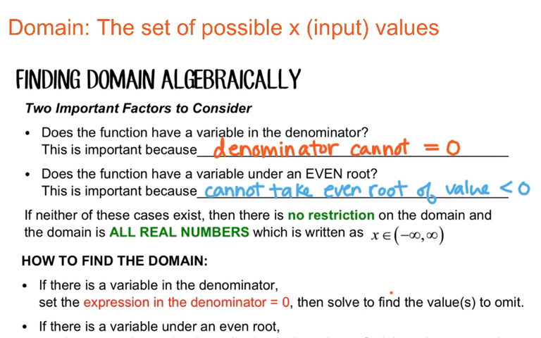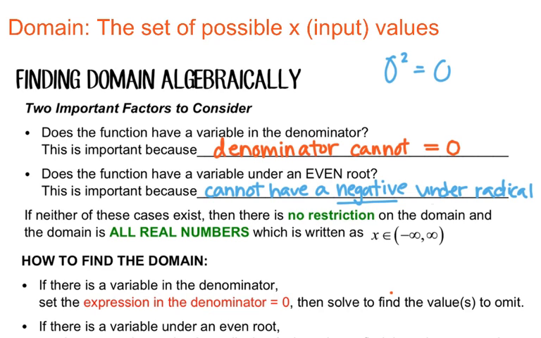This is important because we cannot take the even root of any value which is less than 0. So it can't have a negative under the radical. So whatever is under our even indexed root cannot be negative. It must be a positive number. And the way we say that in math, it's greater than or equal to 0. And thinking about it, can you take the square root of 0? Well, 0 squared is 0. So then it stands to reason that the square root of 0 would be 0.